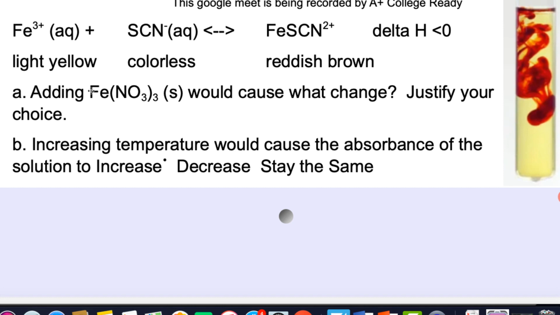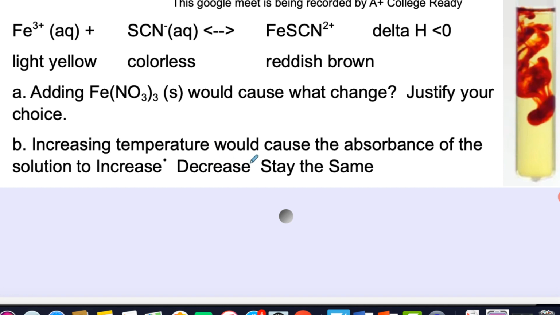So here comes a Le Chatelier shift. Adding solid iron nitrate would cause what change? Well, this iron nitrate would cause iron ion to be added to the left-hand side. And if I add iron ion to the left-hand side, that'll cause a shift to the right. And so if I add something to one side, it shifts towards the other side to reach a new equilibrium. And the change you would notice is that the solution would become more reddish brown.